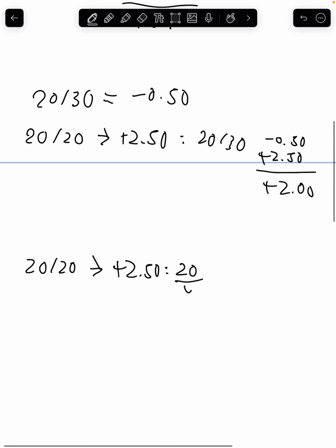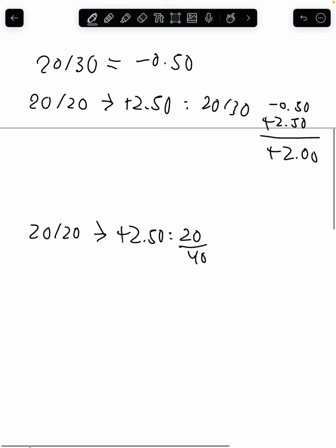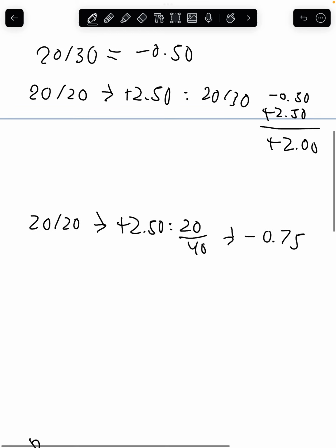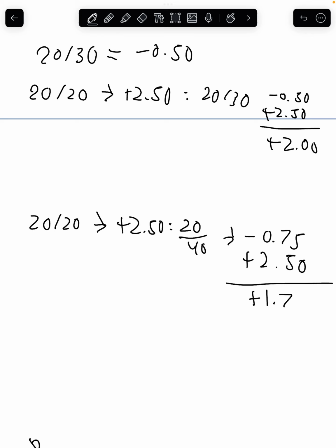Okay, so 2040. So we know 2050 is minus 1. So 2040 is one line better. So we're going a quarter down. So that's minus 0.75. But they're wearing the plus 250. So we combine that, and we get plus 1.75.